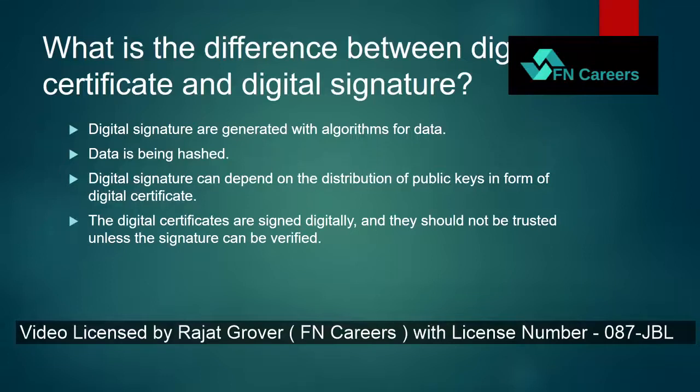Digital signatures are generally generated by hashing the data to be signed with a one-way cryptographic hash. Of course, we already talked about hashing and a one-way function. So the result is then encrypted with the signer's private key.